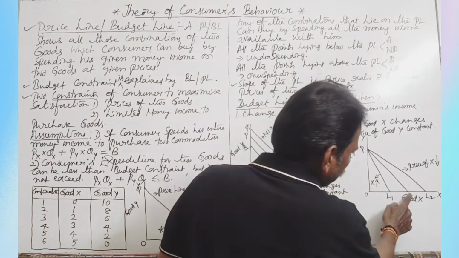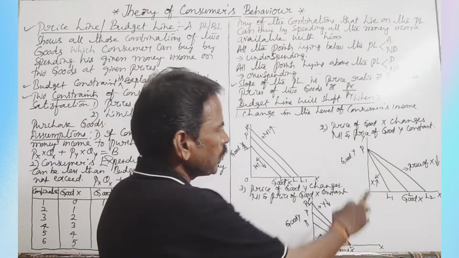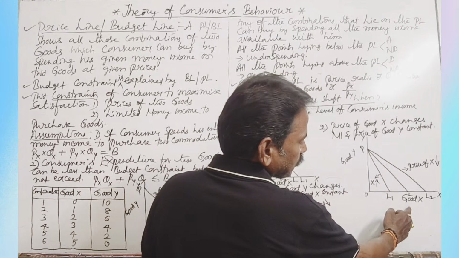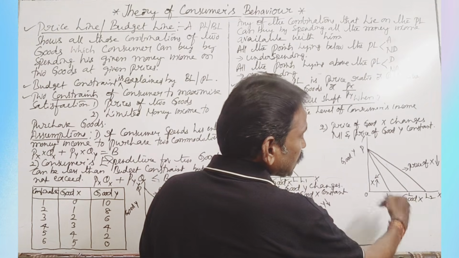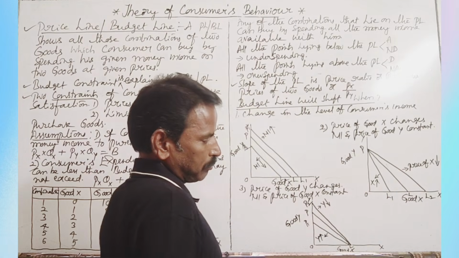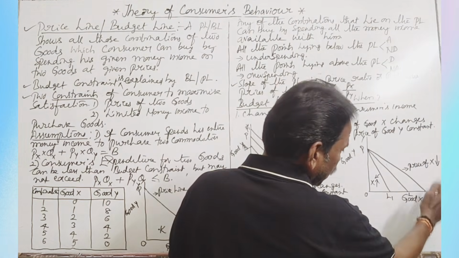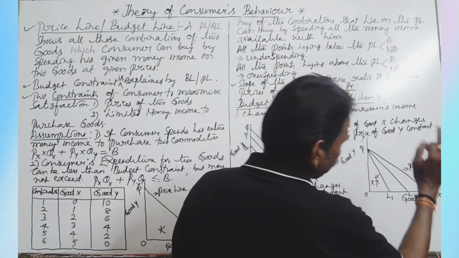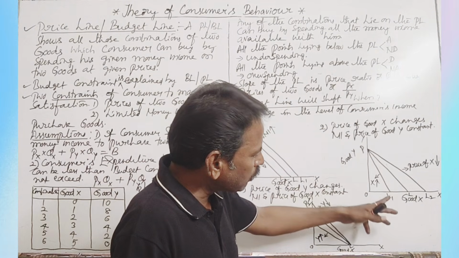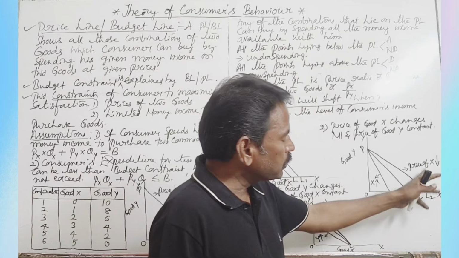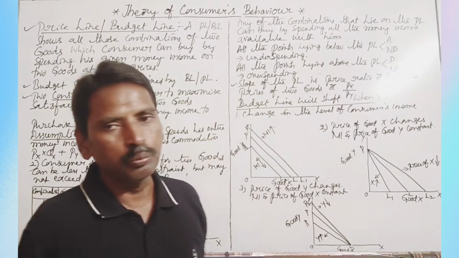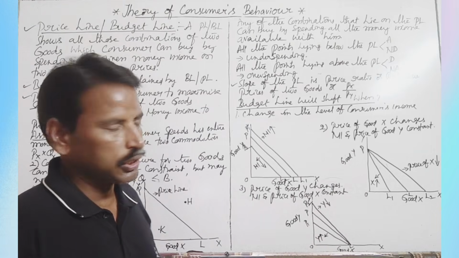So PL is the original price line. The price of good X increases, so PL1 is the new budget line. Price of good X decreases, PL2 is the new price line. Price of X increases, PL1 is the budget line. Price of X decreases, so PL2 is the new budget line. That is the second case.